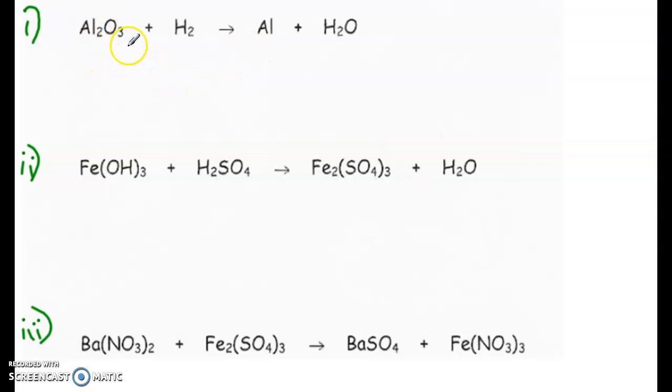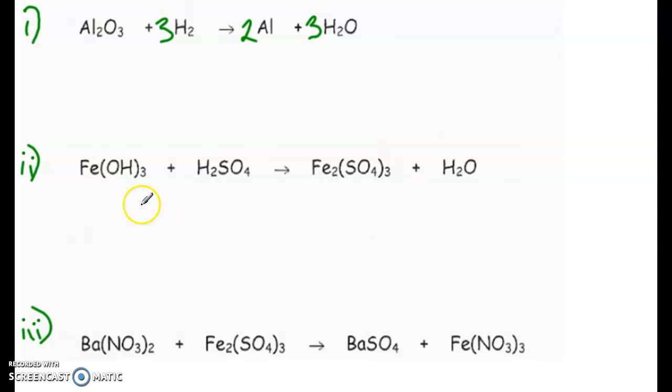Okay, so aluminum, right? We have a 2. And then remember we leave oxygen for last, but hydrogens are okay. Oxygen, we have 3 versus 1. So we need to put a 3 here. So this 3 has now made 6 hydrogens. So we need a 3 in front of hydrogen here.